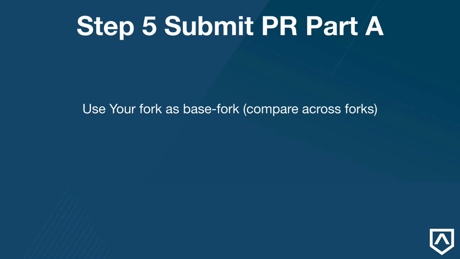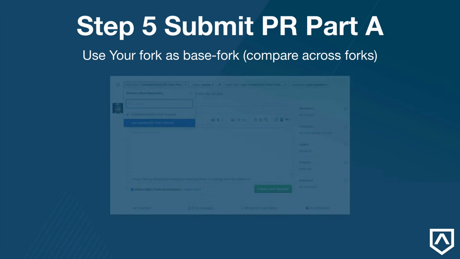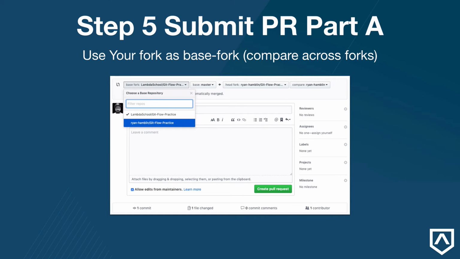But for this, it's kind of a two-step portion of this pull request submission. The first thing you want to do is use your fork as a base, and you're going to compare across forks, okay? So if you don't see this ability to compare across forks, notice how I clicked on the base fork, and I clicked on Ryan-Hamblin/Git Flow practice, okay? And that's going to change things.